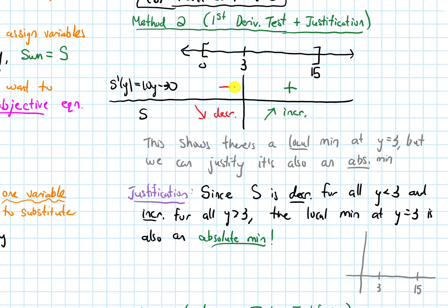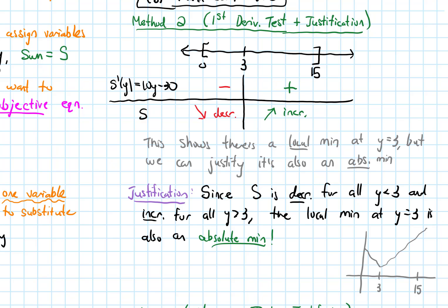And based on my sign chart, I know my original function should be decreasing the whole way from 0 to 3. And then it's got to be increasing the whole way from 3 onwards to 15. I don't exactly know which way it's curving, whether it's concave up or down, so I just drew a general picture sort of like this. But if it decreases the whole way until that critical number, but increases the whole way after, not only is that a local min, that is definitely an absolute min.